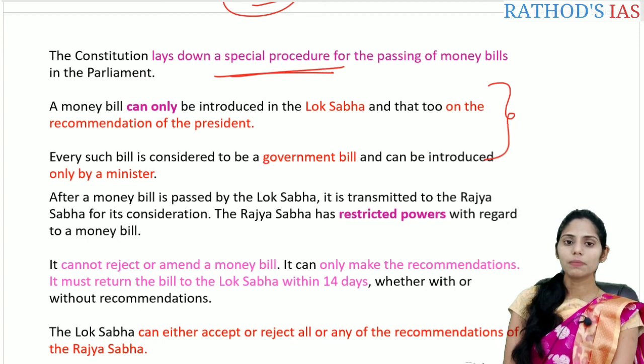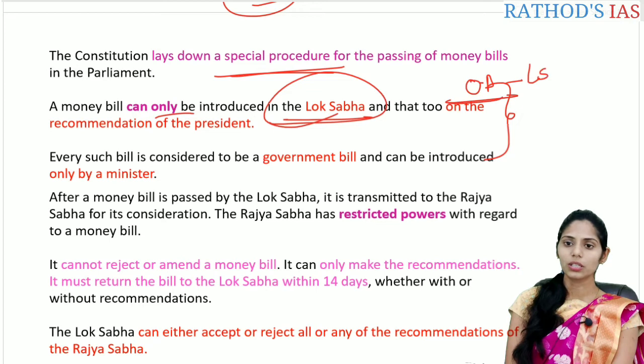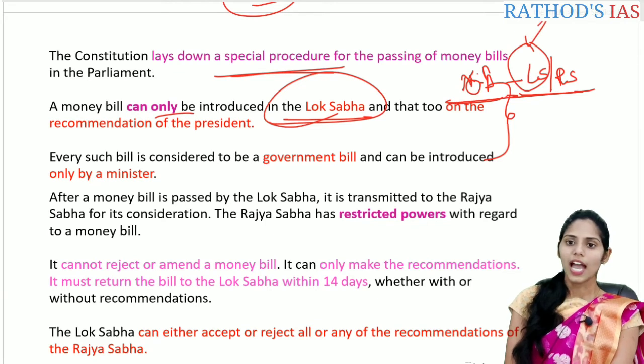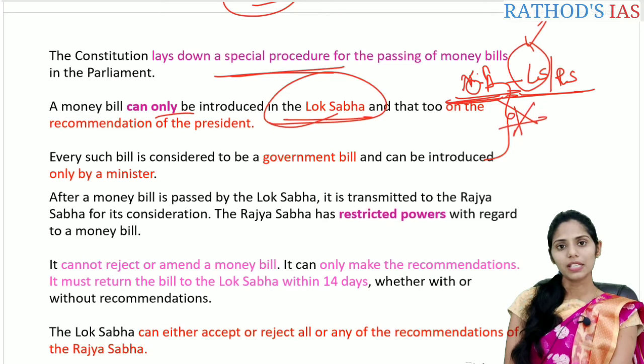So this money bill can be introduced only in the Lok Sabha, that too on the recommendation of the president. The ordinary bill can be introduced in either the Lok Sabha or the Rajya Sabha, but the money bill only in the Lok Sabha. And in the case of the ordinary bill, there is no need of the recommendation of the president, that is, no need of the prior permission of the president. But in the case of the money bill, it is very much necessary.